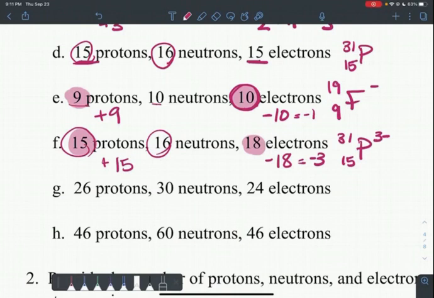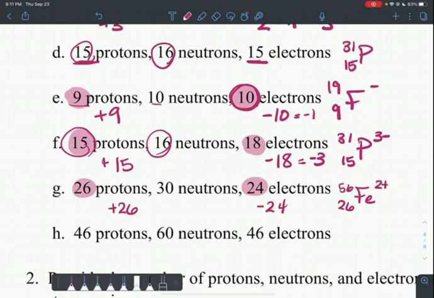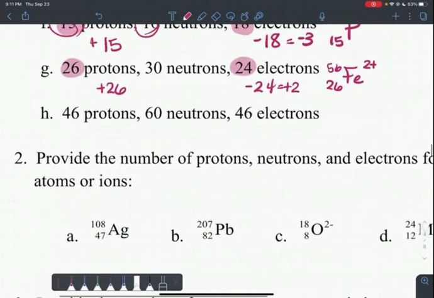Okay, 26 protons. 26 protons is Fe, iron. So we have 26, and then 26 plus 30 is going to give us 56. And then we're going to look, oh, we have a difference here. We have a difference in our electrons and our protons. So we're going to have a plus 26 and a minus 24, which gives us a difference of plus 2, but we're going to write that as 2 plus, right? Because that's the way we do it.